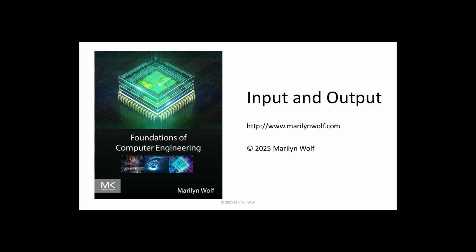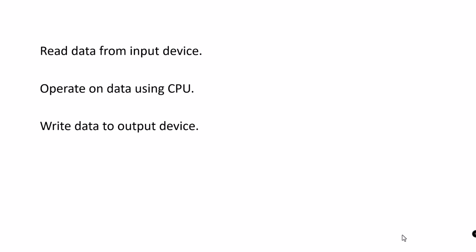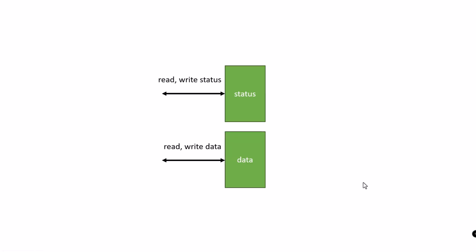Input and output allow programs to interact with users. Many programs both read data and write it. So, a program may read data from an input device, operate on that data, and then write the data to an output device. A simple programming model for an I/O device is a set of registers.